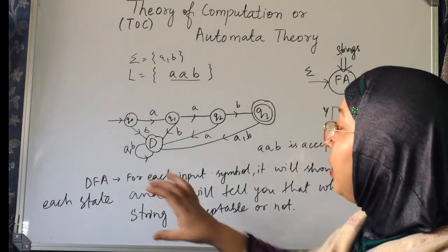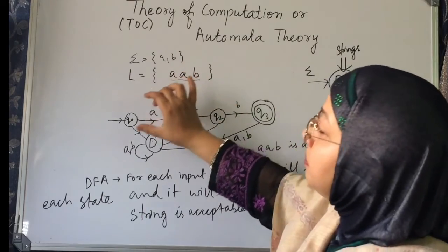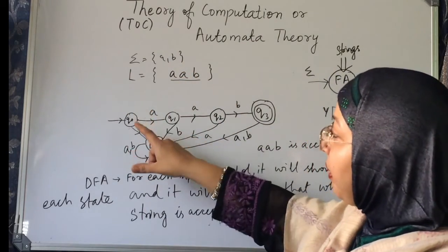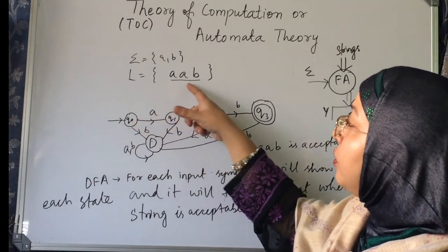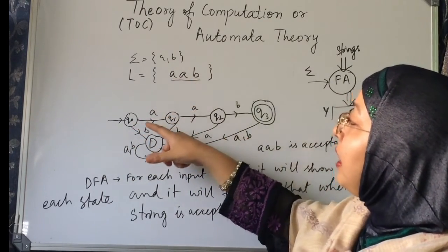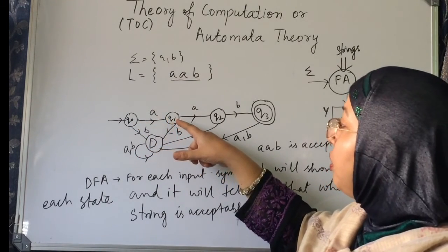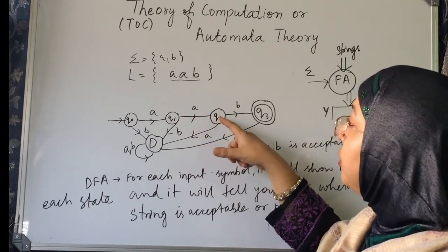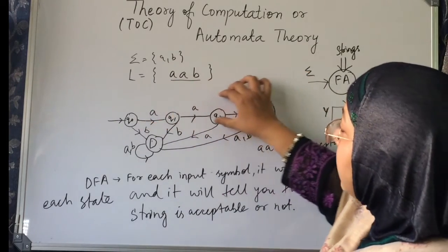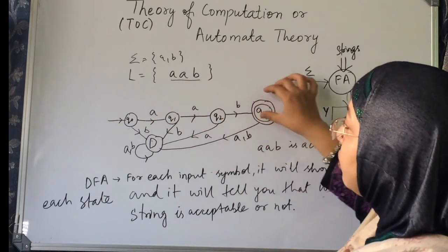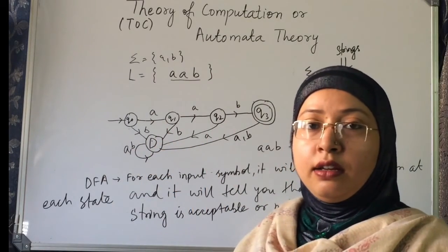But I am telling you that DFA, for each input symbol from each state, you have to show its transition. Suppose you have to show that only AAB is acceptable: then from Q0 on A it will go to Q1, from Q1 on A it will go to Q2, from Q2 on B it will go to Q3. Only this is the string which is acceptable, which starts from the initial state and goes to the final state. All other strings will be rejected by this automata.